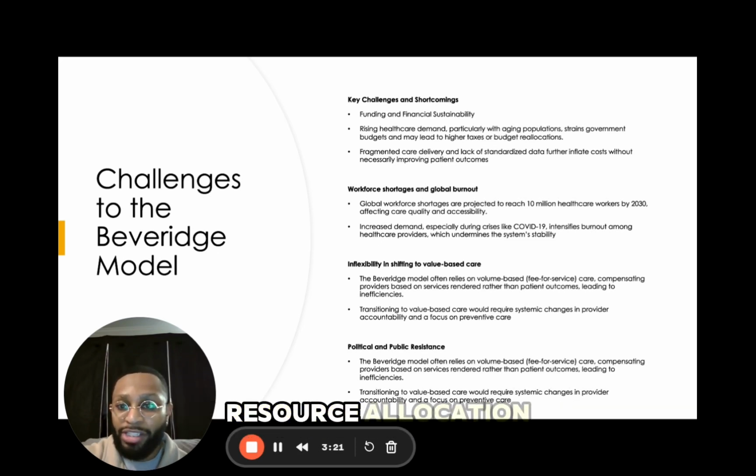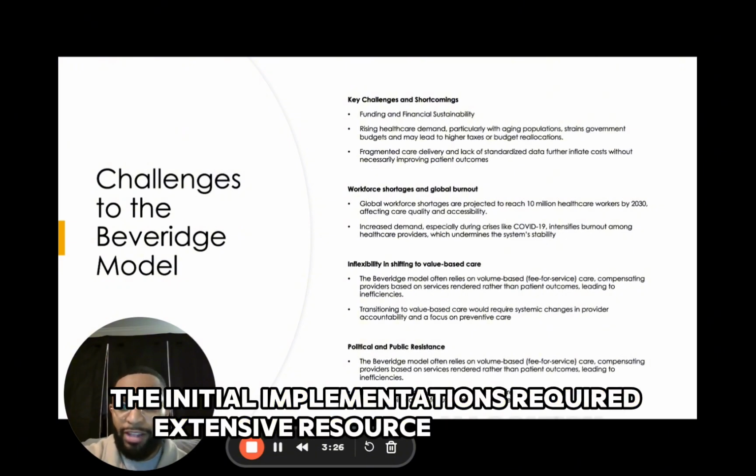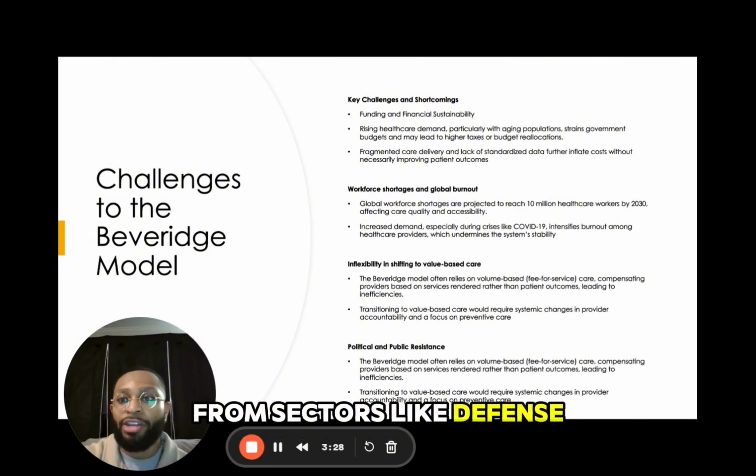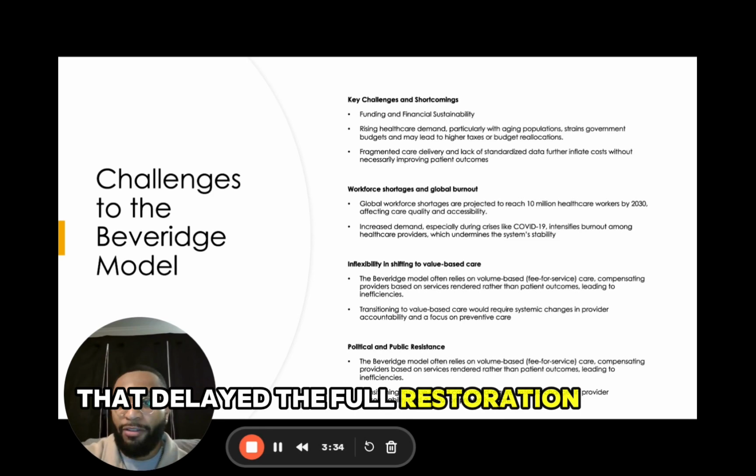Additionally, resource allocation. The initial implementation required extensive resource allocation from sectors like defense and industrial development, and a complex process that delayed the full realization of the NHS's intended benefit.